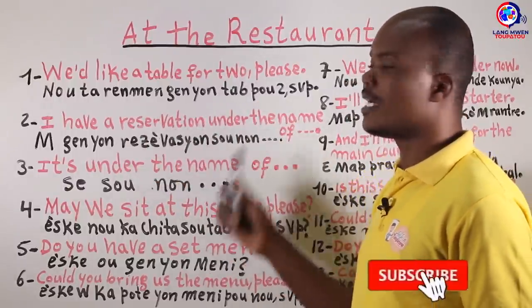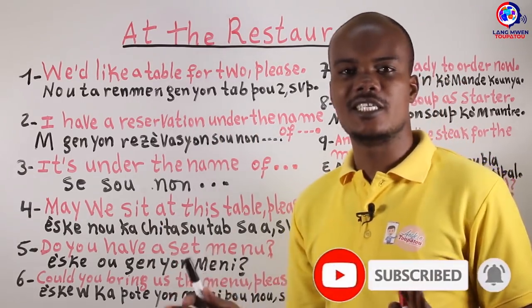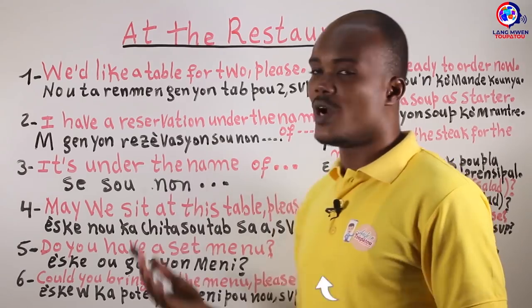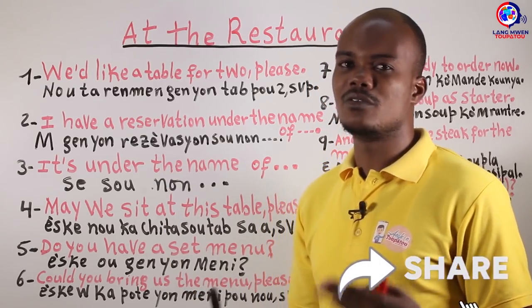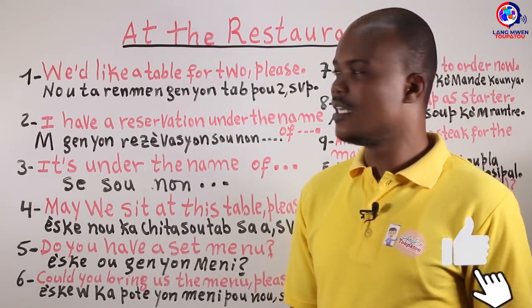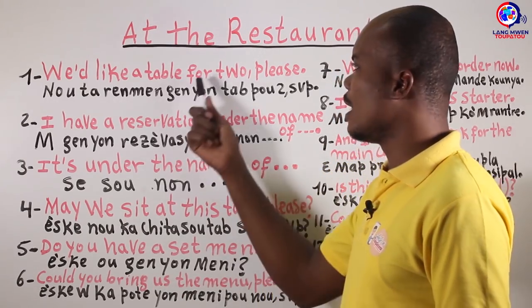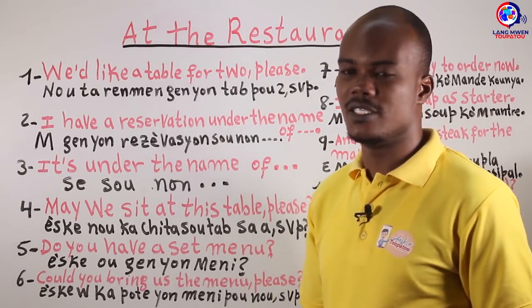So, it's the first sentence you might say when you want to say that in English. So, we'd like a table for two, please.